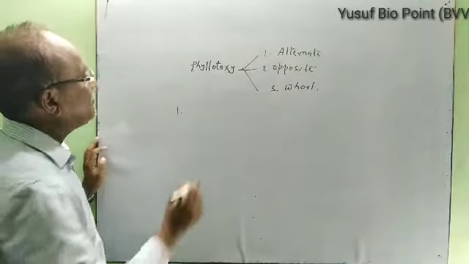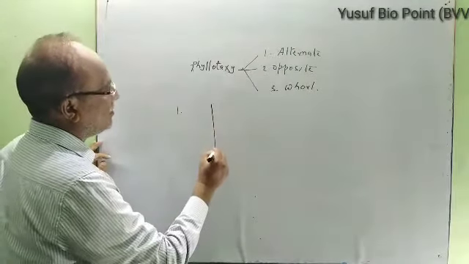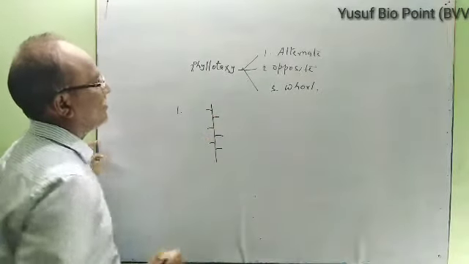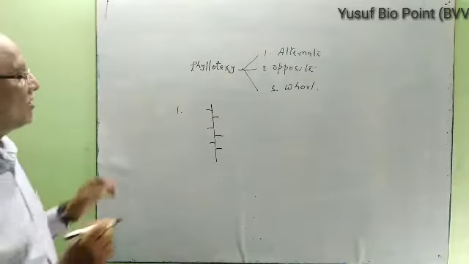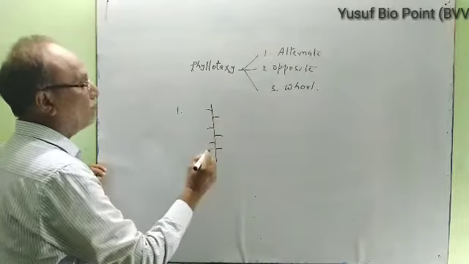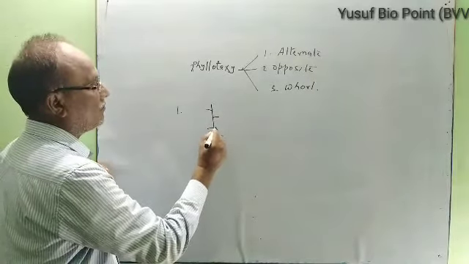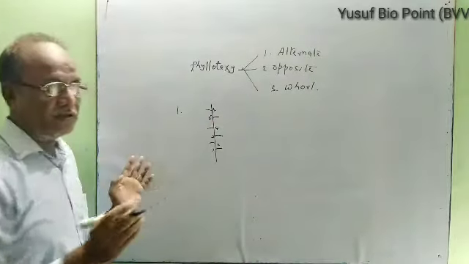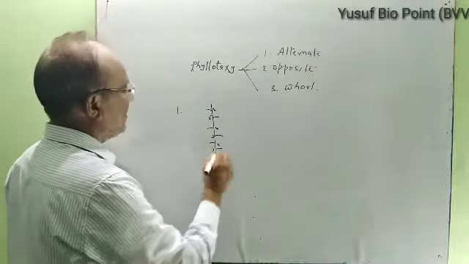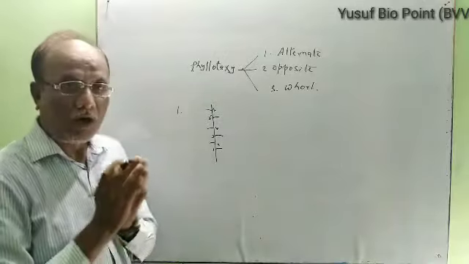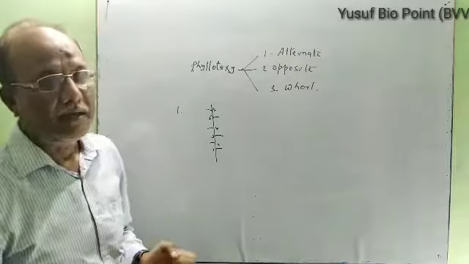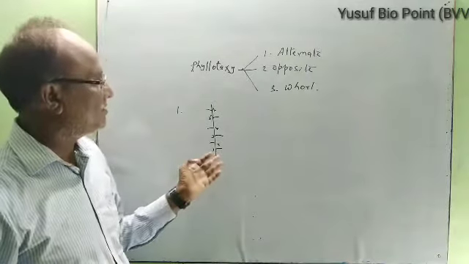Alternate: the leaves are found one upon one, this side one, this side one. In that way, this is called alternate type of phyllotaxy. 1, 2, 3, 4, 5, 6. Means leaves on the stem are found in the alternate way. That is known as alternate phyllotaxy. I mean, in the China rose, in the mustard, you see.